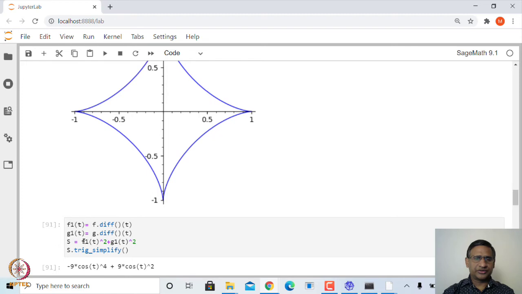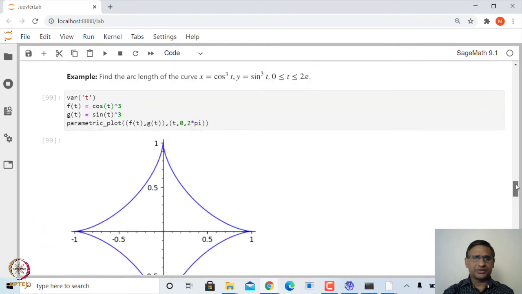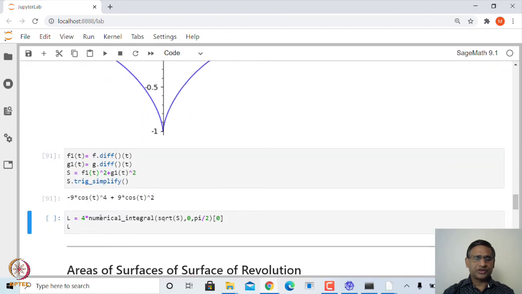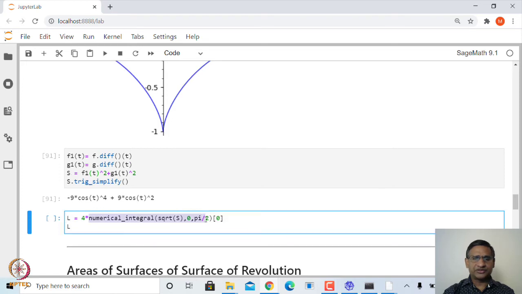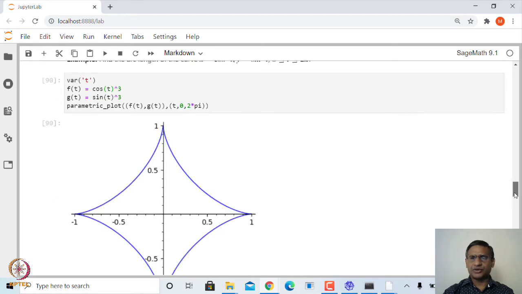Okay, so this is ds square, which is f1 t the whole square plus g1 t the whole square, where f1 and g1 are derivatives of f and g. Here we have taken the x coordinate as f of t and the y coordinate as g of t, right. So that is the length element. Now take the numerical integral of this from 0 to pi by 2, because in the first quadrant t varies between 0 and pi by 2, and multiply this by 4. This is actually 5.9999, so this is 6. The total arc length for this curve is 6.